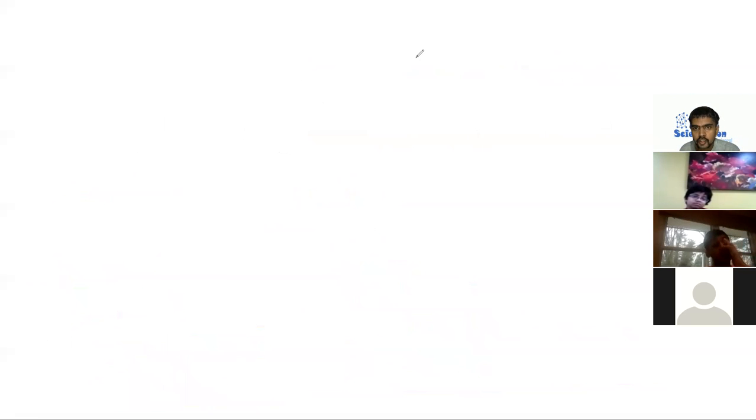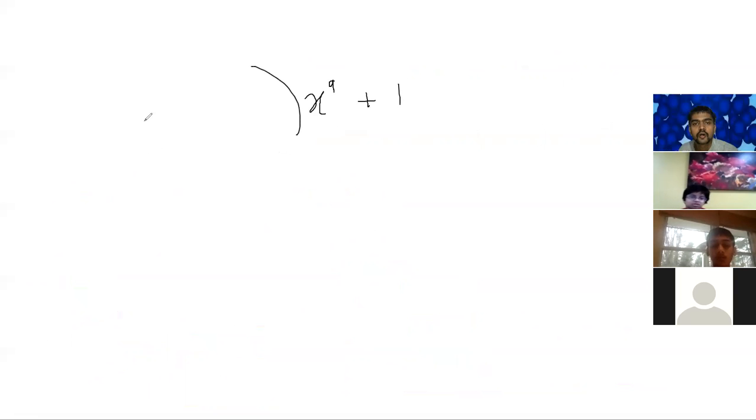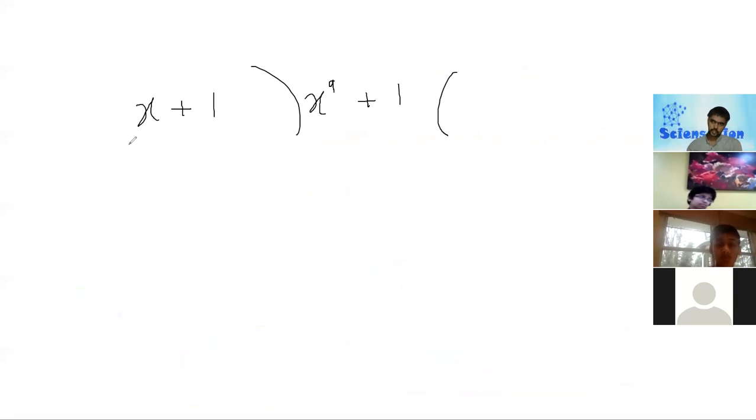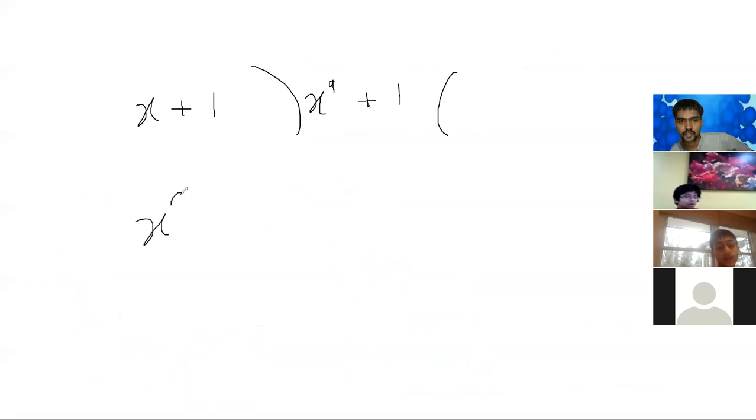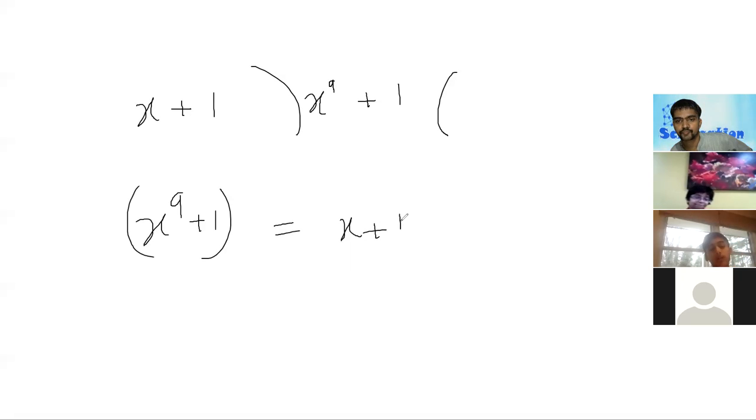Now I want to do something very different. What is the remainder when x power 9 plus 1 is divided by x plus 1? There's an easy way to do it. Well, you could just do it times x power 8 to get rid of the x power. Can you say that x power 9 plus 1 is x plus 1 into something plus remainder?